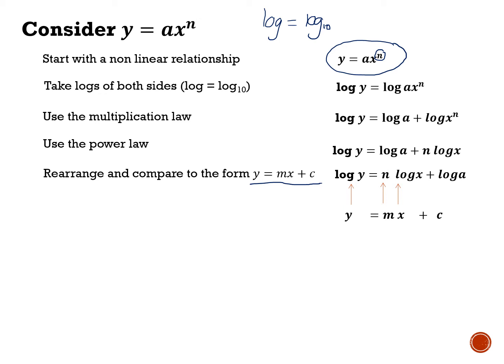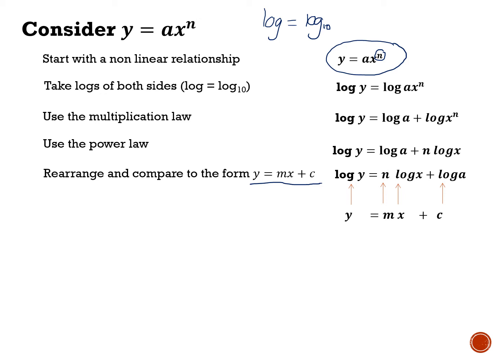X relates to log x, so instead of plotting x on the x-axis, we're going to plot log x. So for that graph, we're going to have log x on the x-axis and log y on the y-axis. And then our plus c, remember what your plus c is? Your plus c is your y-intercept. Your plus c is going to be represented by log a.